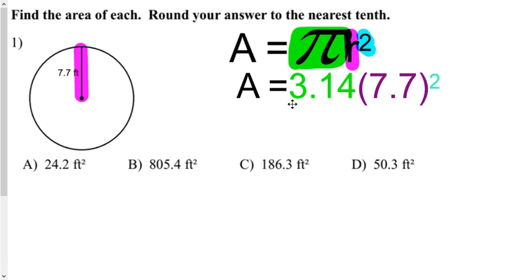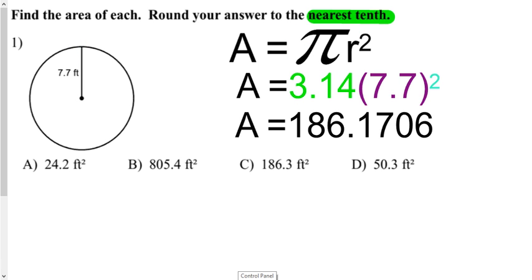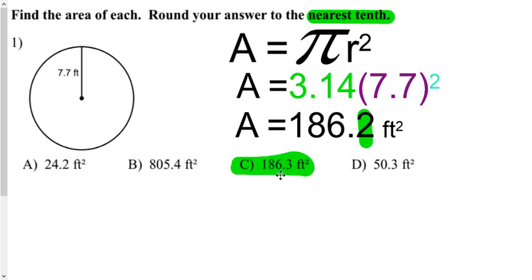But what I would recommend is that you take a calculator and you type all of this in. You can use parentheses around the 7.7, or you can just use a multiplication symbol here. 3.14 times 7.7 to the second power. Again, it says round to the nearest tenth. So we look at the tenth spot and we look at the number behind it. This 7 means that we need to make that a 2. And then we go through here and find the best answer. And the best answer is 186.3.